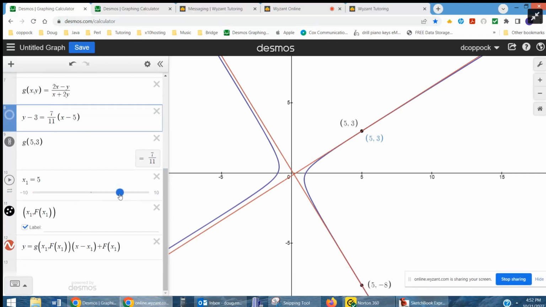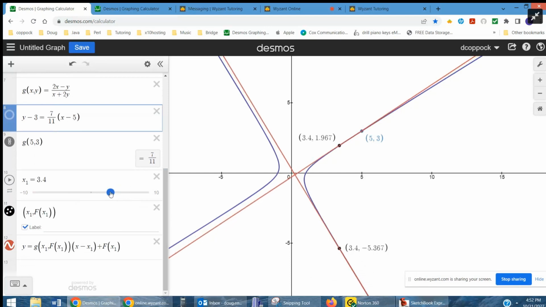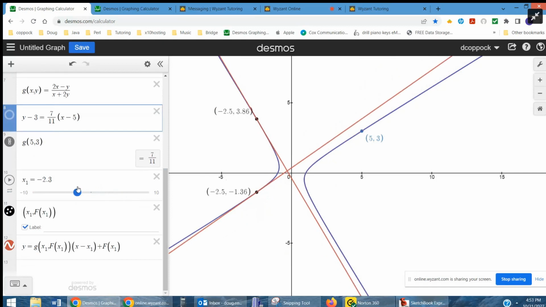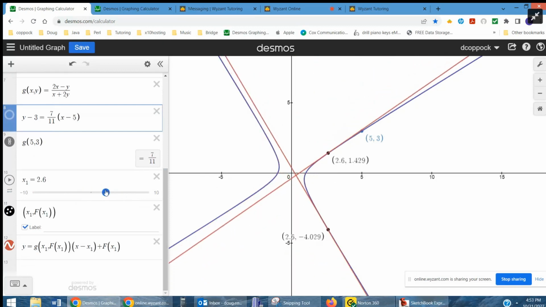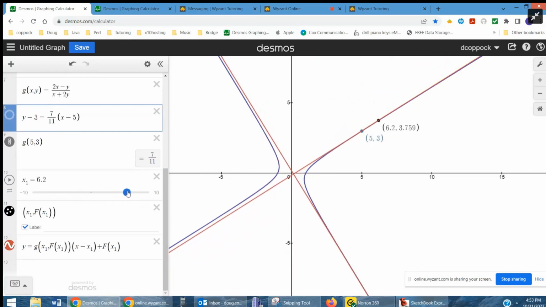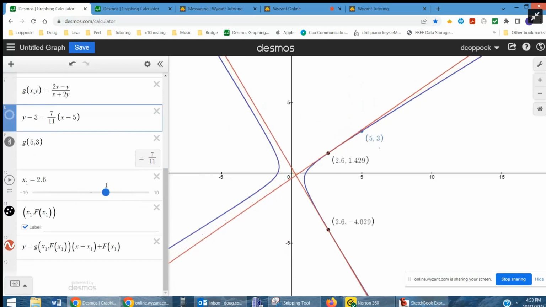In this case, if I use a slider on x1, you can see that every x value that's in the domain of the hyperbola has 2 tangent lines.